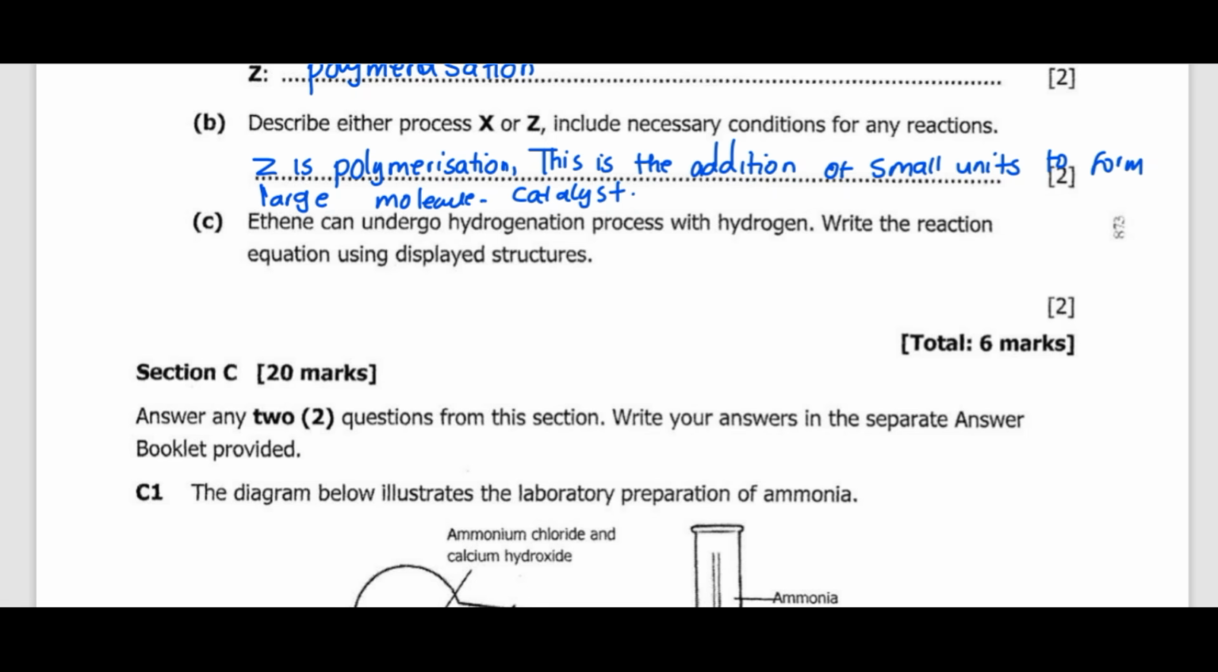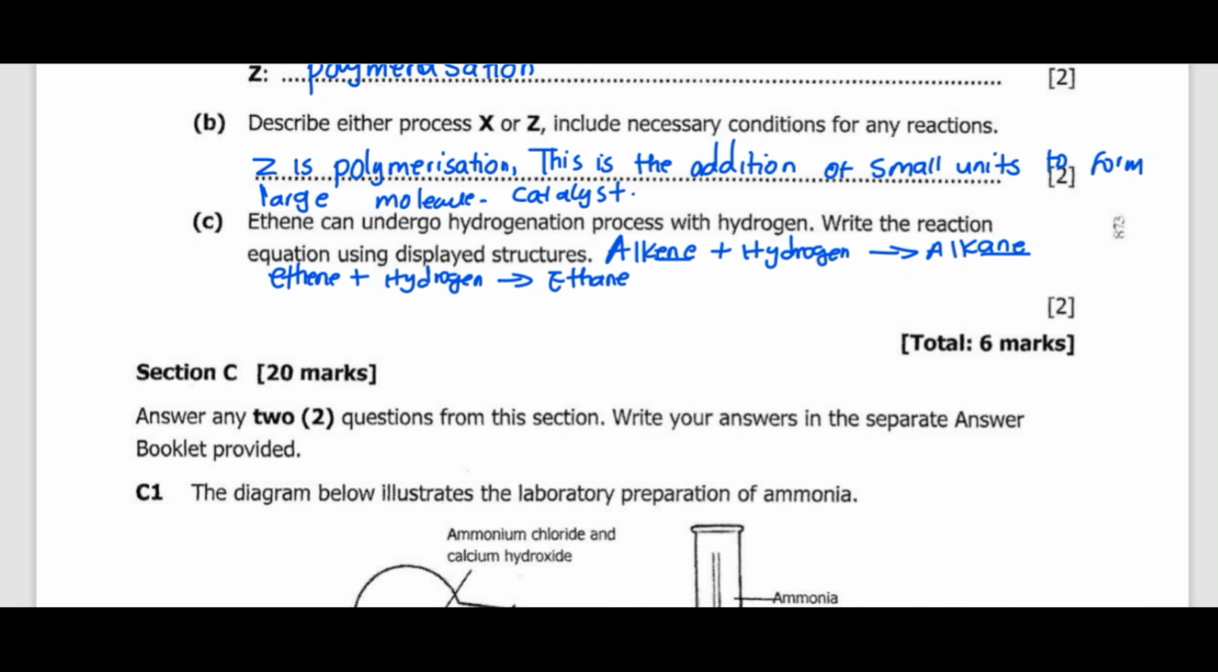Write the reaction equation using displayed structure. Okay, so we begin with, we know that if we have an alkene plus hydrogen, this is what we call hydrogenation. You add hydrogen to an alkene, then the product changes from alkene to alkane. So from -ene changes to -ane. Then let's look at the word equation. So we have ethene plus hydrogen. So this will change to ethane.